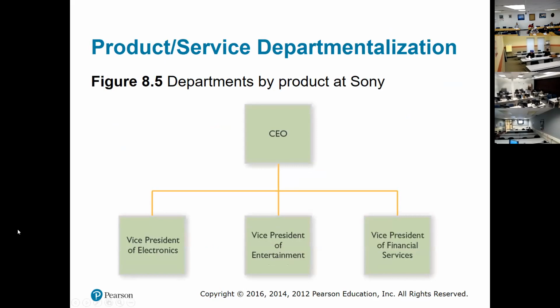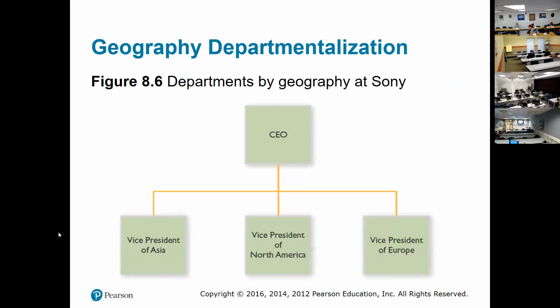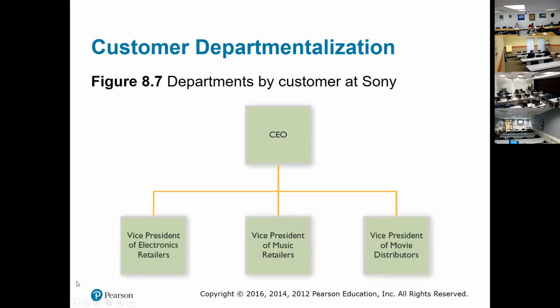By geography, you've got a VP of Asia, one of North America, and one of Europe. So hopefully these little charts are helping you understand the difference between these types of organization charts. By customer, we've got VP of electronics retailers, of music retailers, and of movie distributors. So different customers each have their own department.